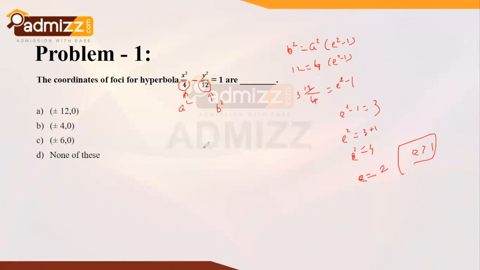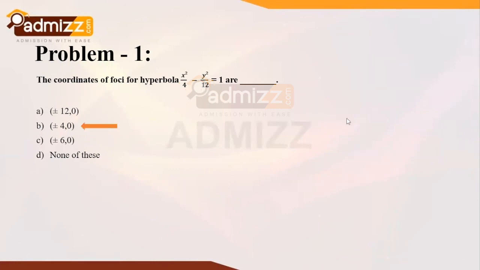Now find a e comma 0. So what is a e comma 0? From a square is equal to 4, we have a value to be 2. So a into e gives you plus or minus 4 comma 0. And the final answer to the given question will be option B. Yes, very good.